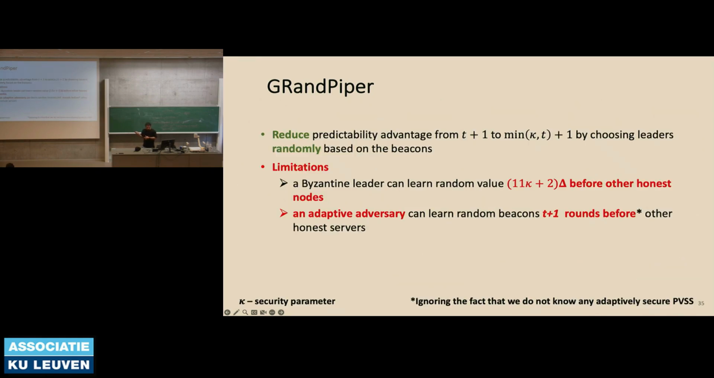Okay, so this is G-Randpiper in summary. So we reduce the predictability advantage of, as described, it was round robin. So clearly you can predict up to t plus 1 rounds into the future. If you use the randomness in the beacon itself to pick your leader, then you can make the whole thing probabilistic. But again, against an adaptive adversary, we have 0 gain, right? Because he can just look at one beacon and see who the next person is going to be, and corrupt all of them. So we have no power against an adaptive adversary.